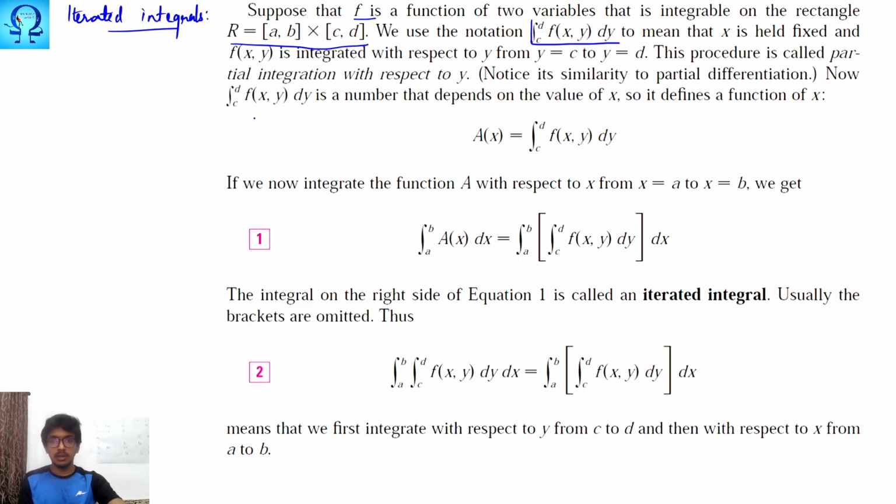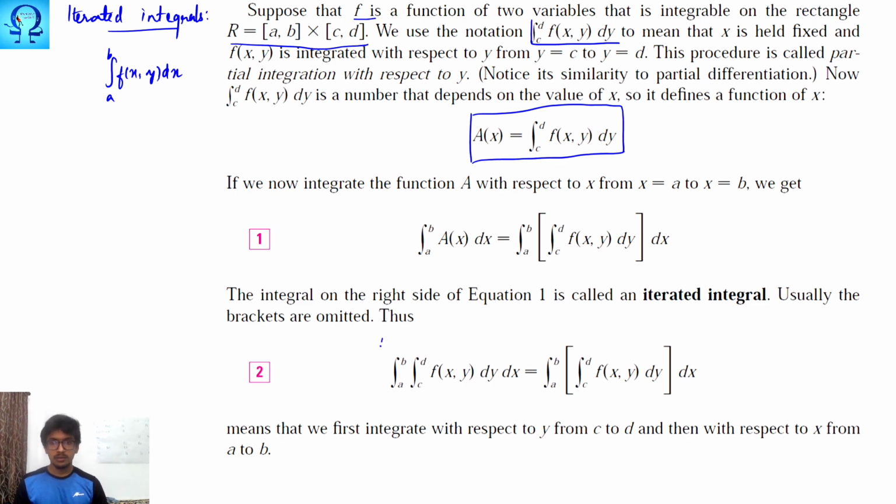right? In a similar way, we can calculate the integral from a to b of f(x,y) dx. Actually we are integrating this function with respect to x by keeping y fixed. This may also be done, right? So when you do so, you are going to get some value like this. Then you have to integrate this A(x) over the limit a to b, and that is going to give you the value of this double integral.